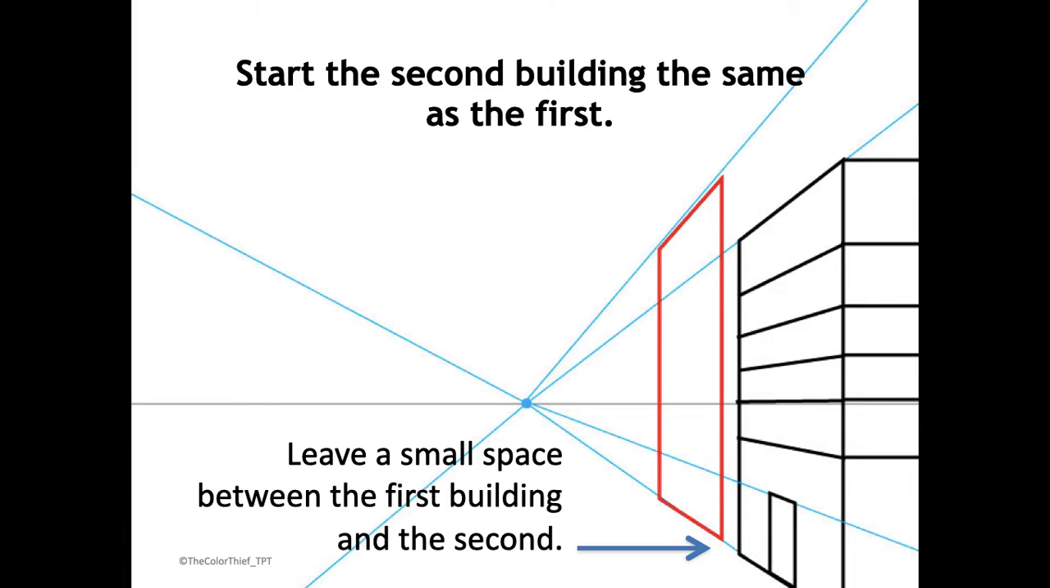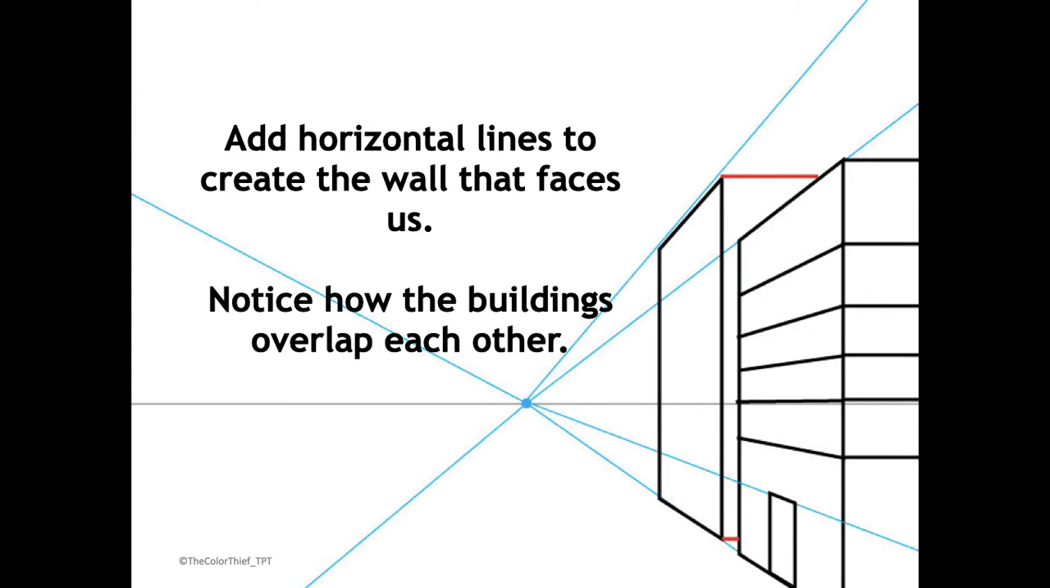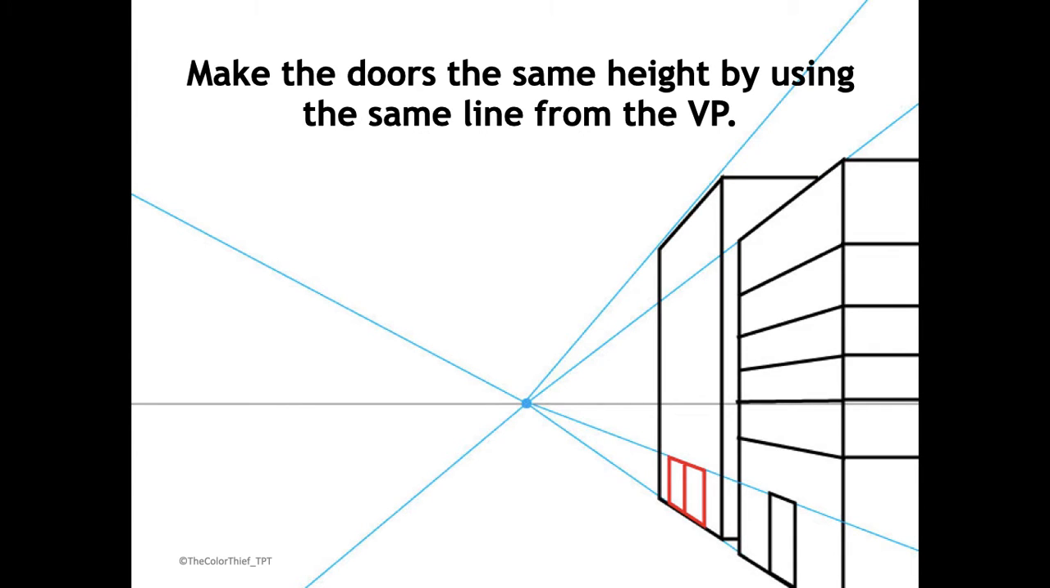Next, you're going to start your second building, the same as the first. Make sure you leave a small space in between your first building. That means you are going to draw the top and the bottom of the building to the vanishing point. The sides of the building will be straight vertical lines. Next, you're going to put in the side of your building. These will be straight horizontal lines to create the wall that is facing us. Next, you're going to make a door. This must be the same height as your first door and use the vanishing point.